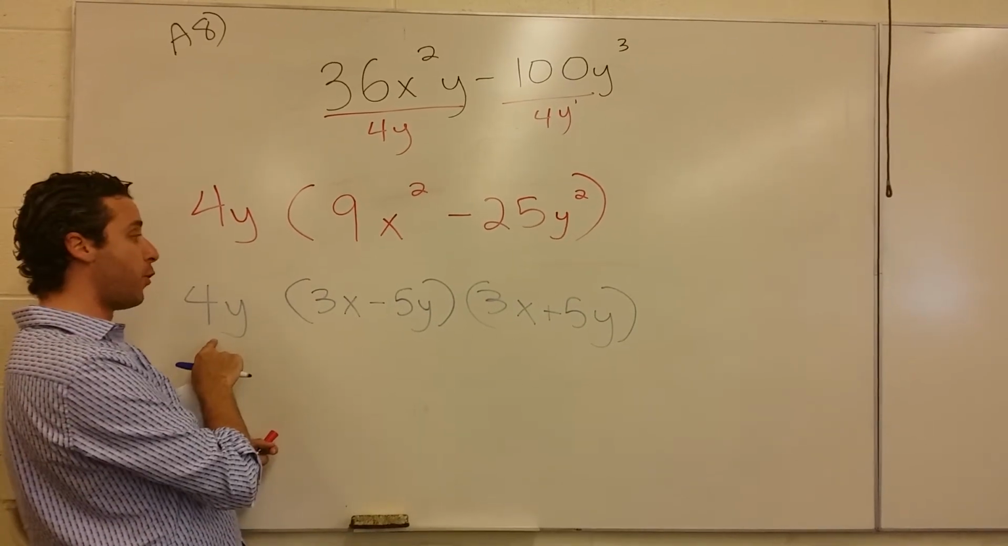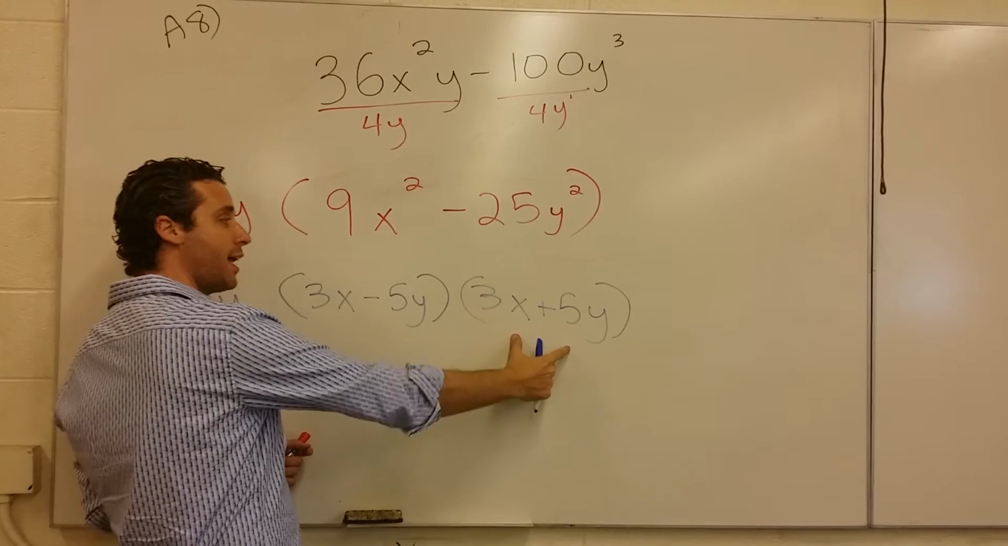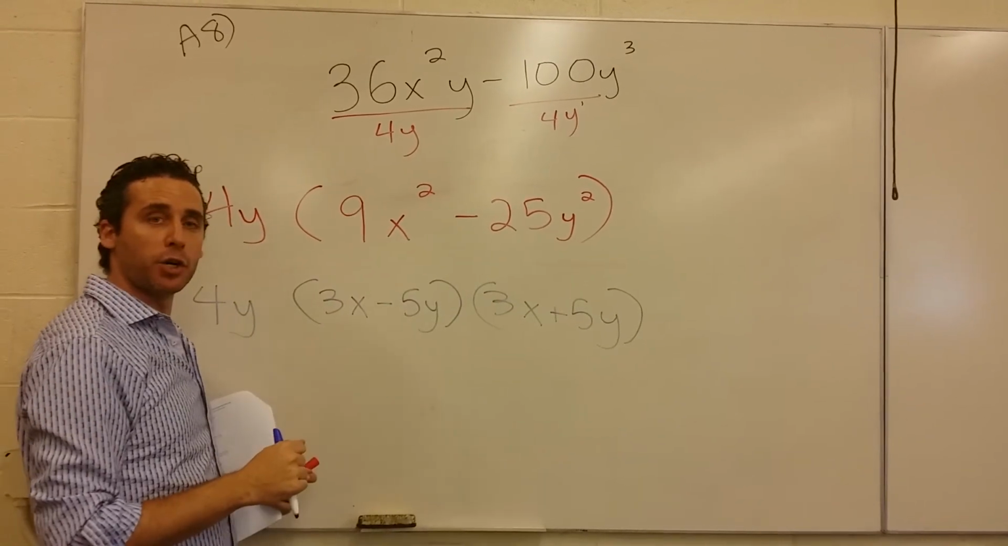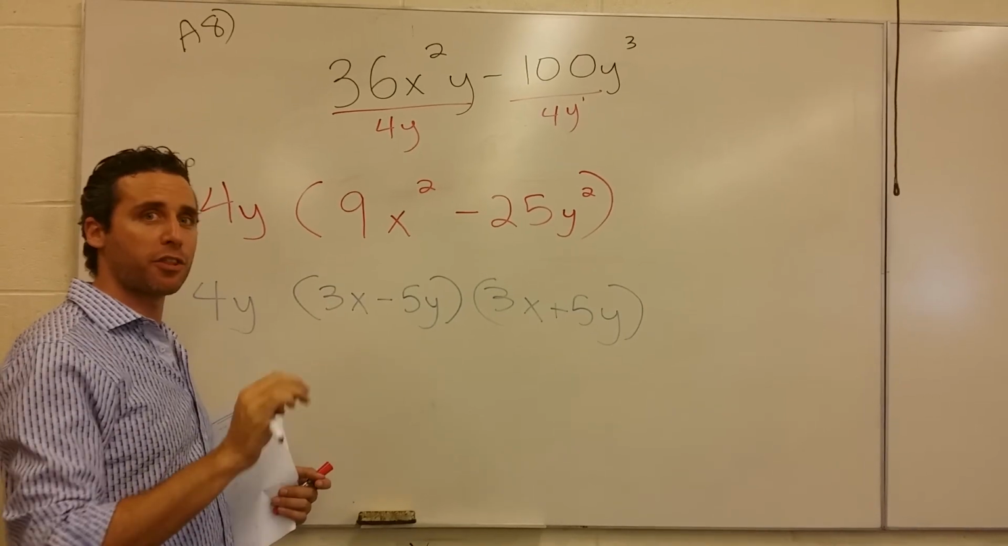Notice that we have a 4y, a 3x minus 5y, and a 3x plus 5y. We had 3 factors of our original binomial. That's why you always want to choose the one with 3 choices.